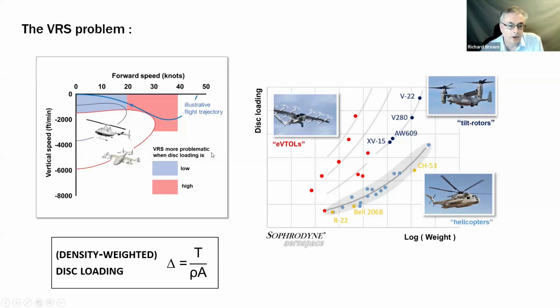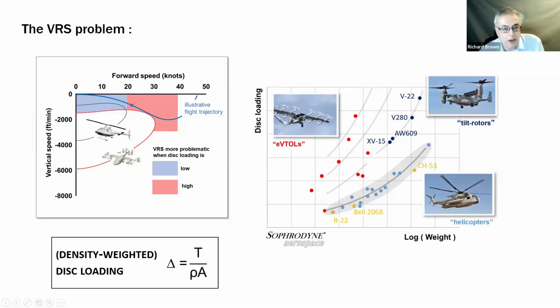Now, if I map that across to this vortex ring state lobe, then the size of the vortex ring state lobe in terms of real values over here, vertical speed in feet per minute and forward speed in knots, scales directly with the disk loading on the system. So what that means is that a conventional helicopter with a fairly low disk loading will have a vortex ring state lobe, which is this blue one over here, whereas the typical eVTOL with a much higher disk loading will have a much bigger part of the flight domain influenced by the vortex ring state.